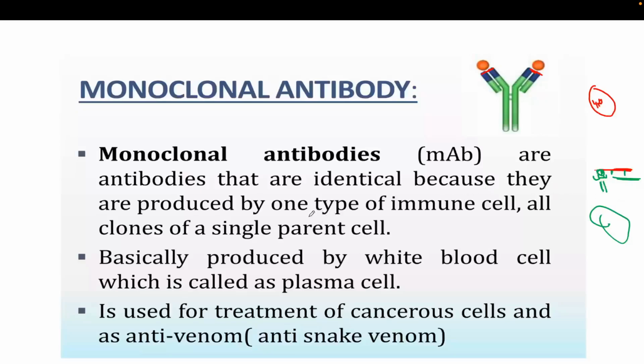Monoclonal antibodies are identical because they are produced by only one type of immune cell, and are all clones of a single parent. They are basically produced by the white blood cell called the plasma cell. The plasma cell basically produces the antibody, and it is used for the treatment of cancerous cells and as antivenom.